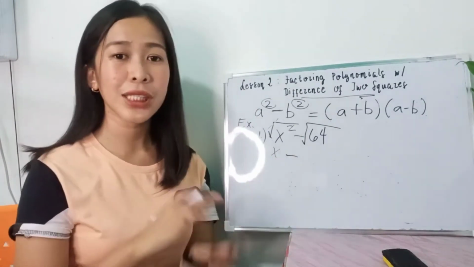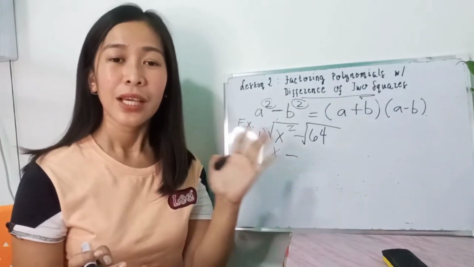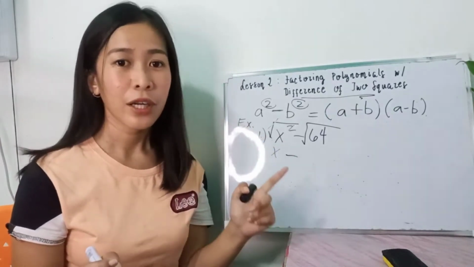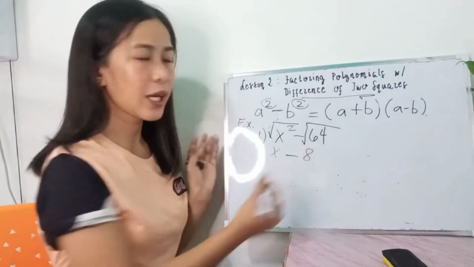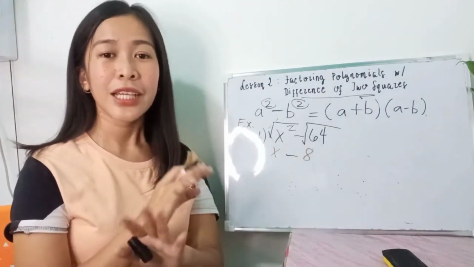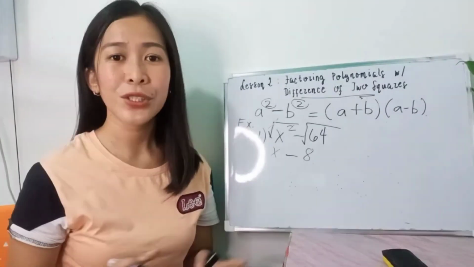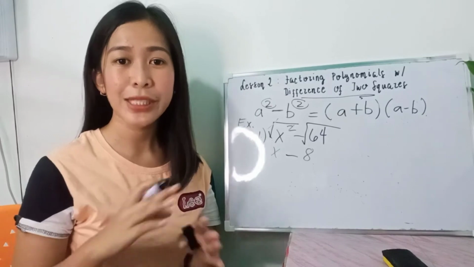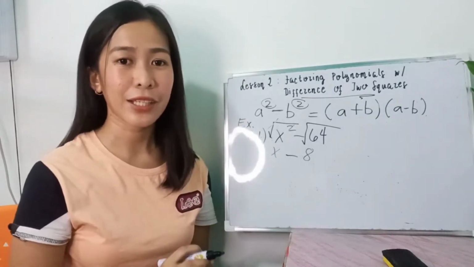So, 64 is the answer when we double 8. Right? Because 8 times 8 is 64. Therefore, the square root of 64 is, of course, 8. Alright? And then right after that, for step 2 or the final step, you are just going to write the product of the sum and difference of each two terms na kinuhanan natin ng square root.